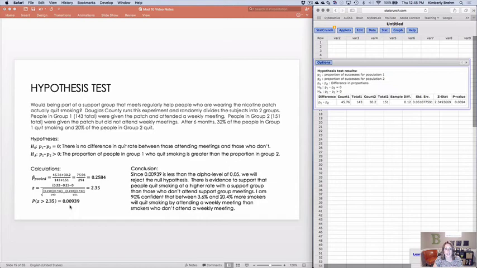My conclusion, again, I have to compare it to the correct alpha level. In this case, it was 0.05, so the p-value is very low. We'll reject the null. There's evidence to support that people quit smoking at a higher rate with a support group than those who don't attend a support group. And then notice I'm tying in that confidence interval conclusion. I'm saying I'm 90% confident that between 3.6 and 20.4 more smokers will quit smoking by attending the weekly meeting.